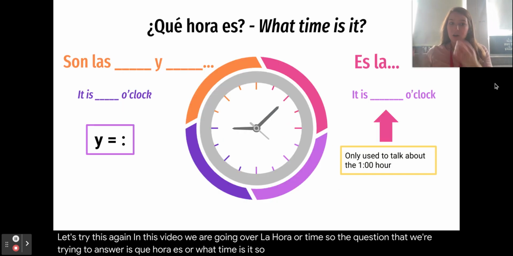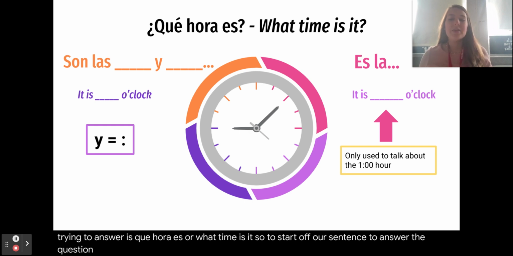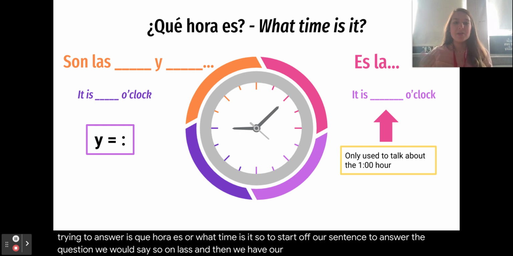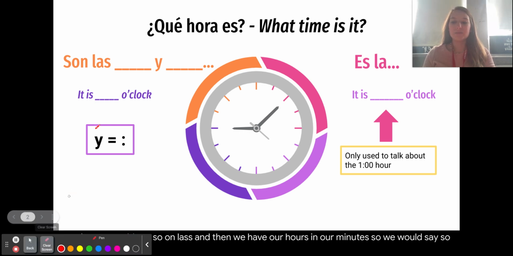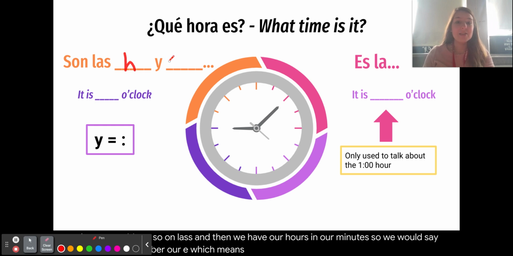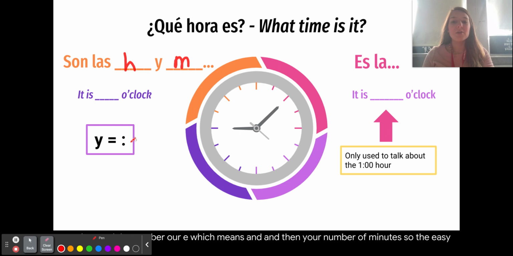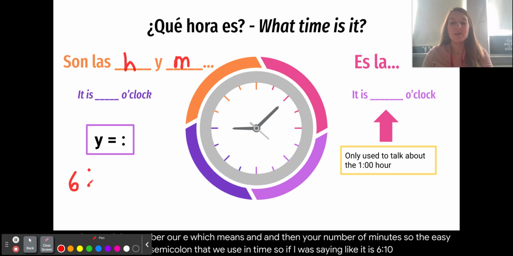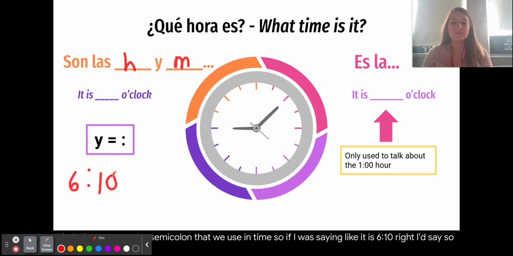So to start off our sentence to answer the question, we would say son las, and then we have our hours and our minutes. So we would say son las, and then the number hour, y, which means and, and then your number of minutes. So the y kind of represents the colon that we use in time. So if I was saying it is 6:10, I would say son las 6 y 10.